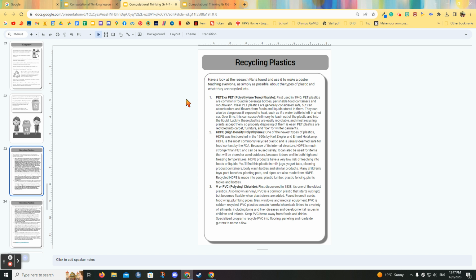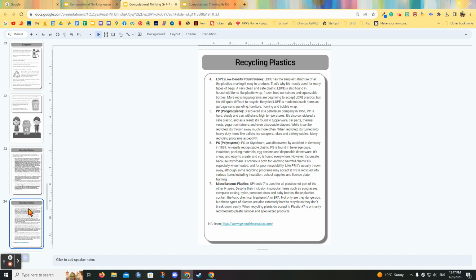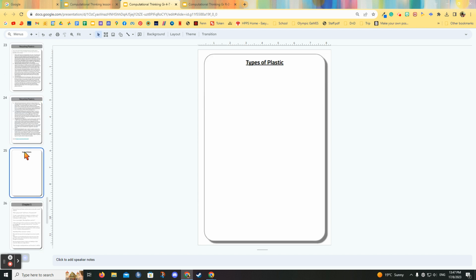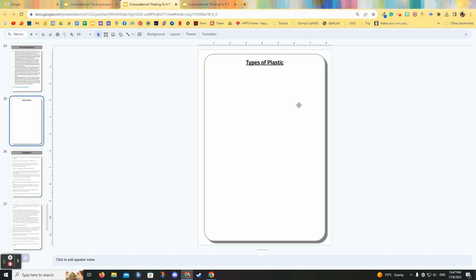So this is again about abstraction. It's looking at a big piece of information and taking out the parts that are important, and using it to create a poster that educates people about the different types of plastic. Again, you can talk to them about making colorful posters or making things that are easy for people to understand by extracting just the most important information.